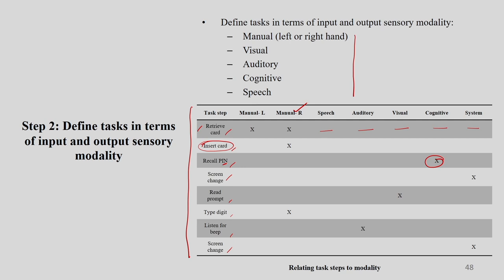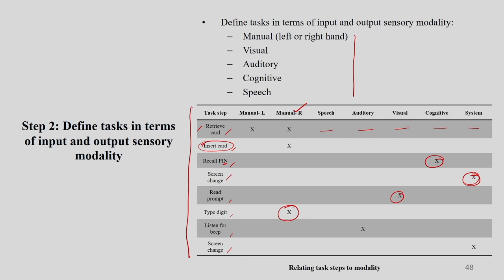When you are waiting for the machine to respond, that means the system is active. Now read prompt. How are you reading? You are getting the information, perceiving it through your vision, so this sensory information is visual. Now again, you are typing the digits, because you are typing the pin, whatever you remembered in the earlier step. If it is a right-handed person, of course he or she will do it with the right hand. Then you are waiting for the response.